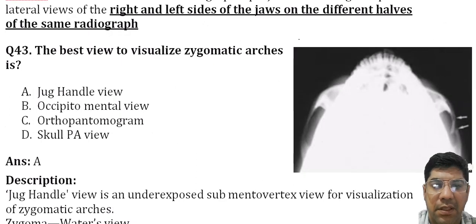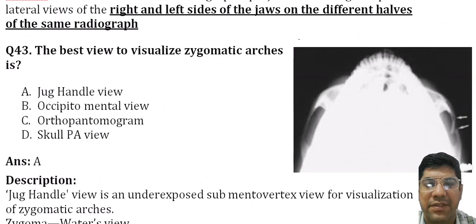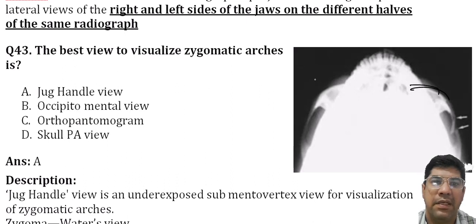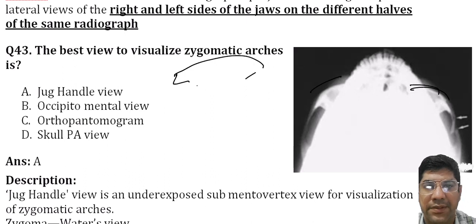The best view to visualize the zygomatic arches, it's the Zygomatic handle view. So this view is used to visualize the zygomatic arches, and it is an underexposed submentovertex view. The occipitomental view is used to visualize the occipital bone and the chin region. OPG is not the answer. Skull PA, it is the posteroanterior view of the skull.